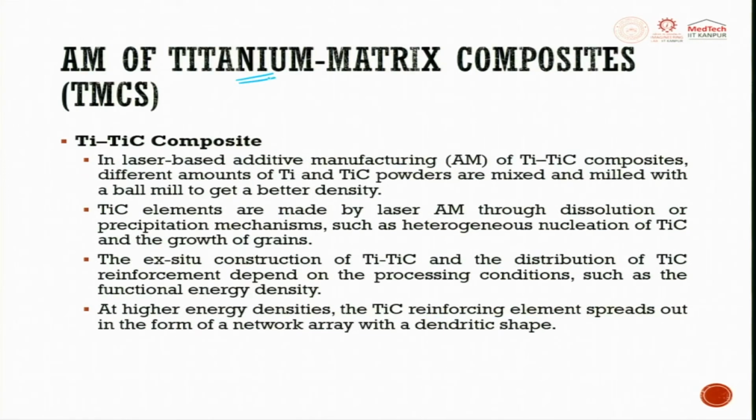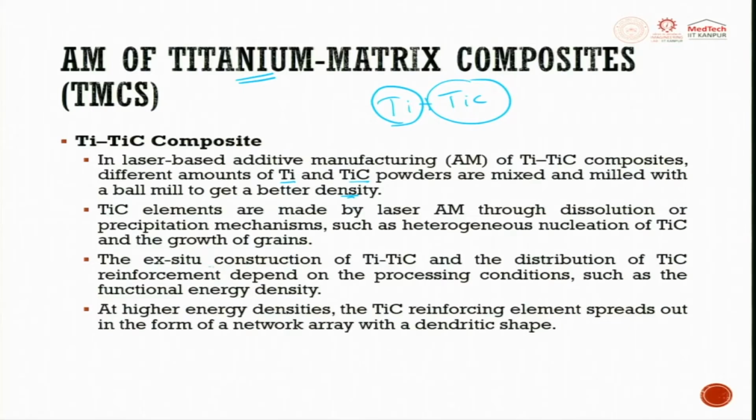Now, let us move to titanium and titanium carbide reinforced composite. For the laser based additive manufacturing of TiC composite, different amounts of Ti and TiC powders are mixed and milled with the ball mill to get a better density. Now, you see Ti and TiC are taken separately and they are ball milled. The TiC elements are made by laser AM through a dissolution or precipitation mechanism, such as heterogeneous nucleation of TiC and the growth of grain.